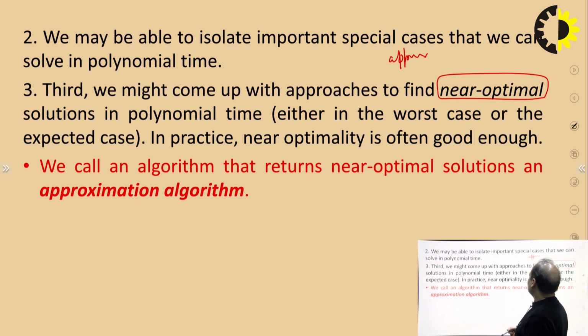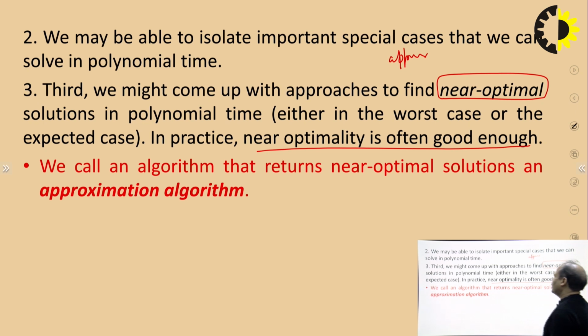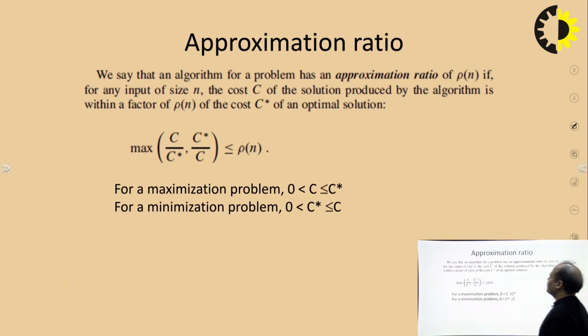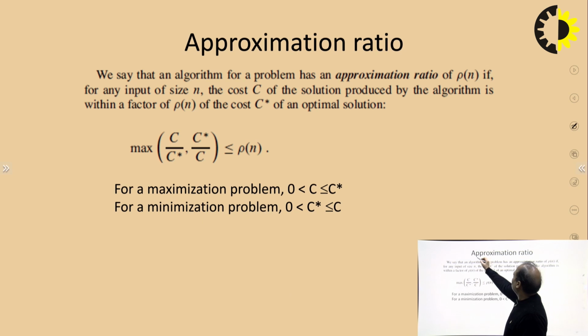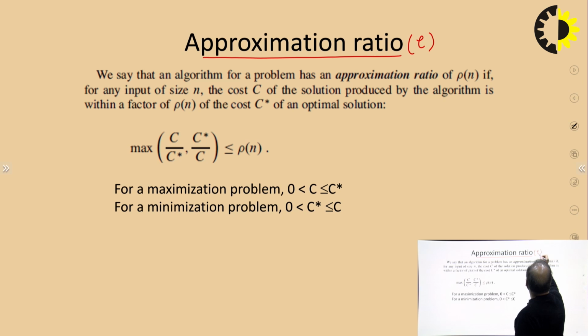So in practice, near optimality is often a good choice. This kind of algorithm is known as an approximation algorithm. So I'm going to define a term, approximation ratio. This approximation ratio is valid for all approximation algorithms and is a very important factor to determine whether the approximated solution is better than the NP solutions, like the optimal solution.